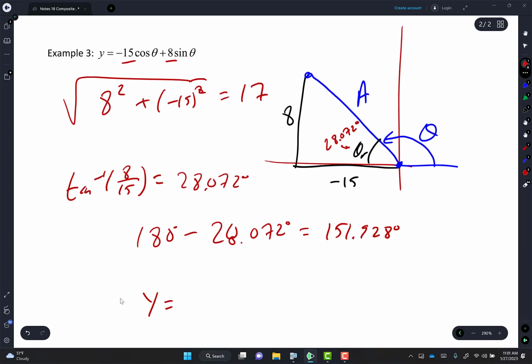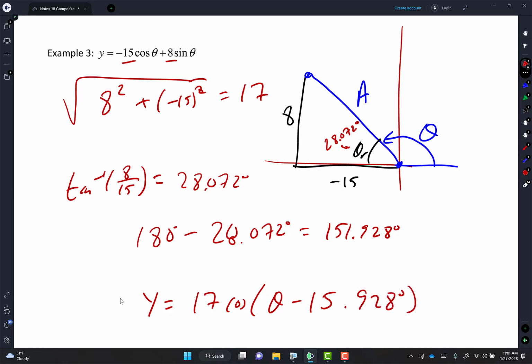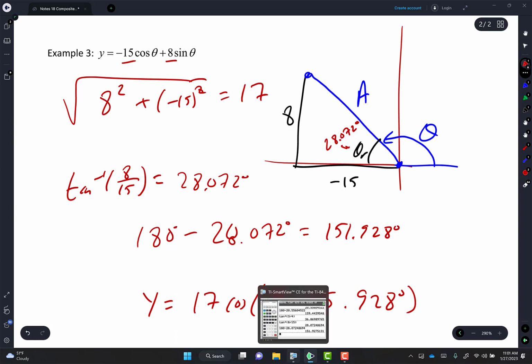Y equals 17 cosine parenthesis theta minus 151.928 degrees. And you can check it by putting it in the calculator. How do we feel, guys? All right, so that's it. That's all we're doing. You're just doing this over and over again. And yeah, we're good for the day. Cool, right?